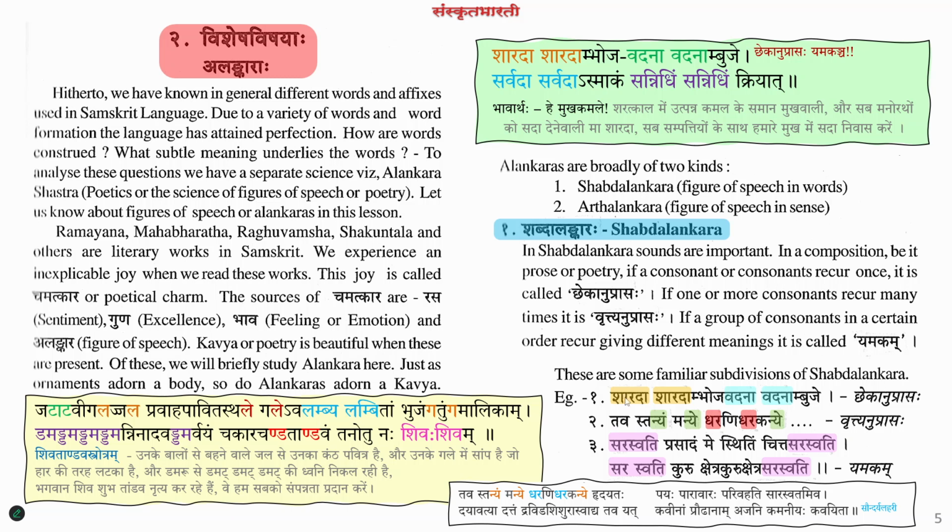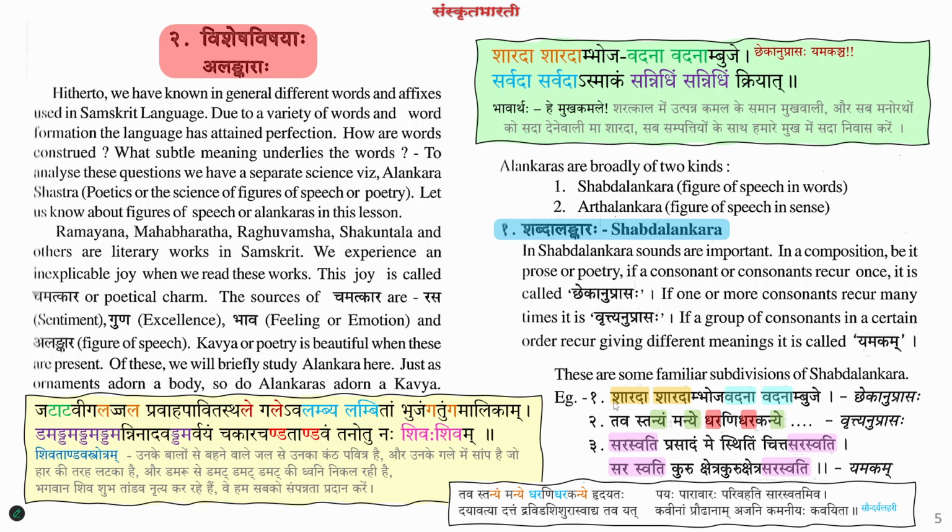Sharada, Sharadambuja, Vadana, Vadanambuje. They call it Chekanuprasa, because two repetitions are there. Sharada, Sharada, Vadana, Vadana, like that. Because the definition is that a consonant or a set of consonants recurs once. So our consonants here are many, and you have to read many there. That's what has happened.